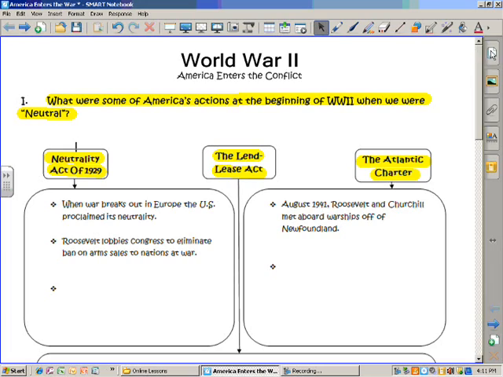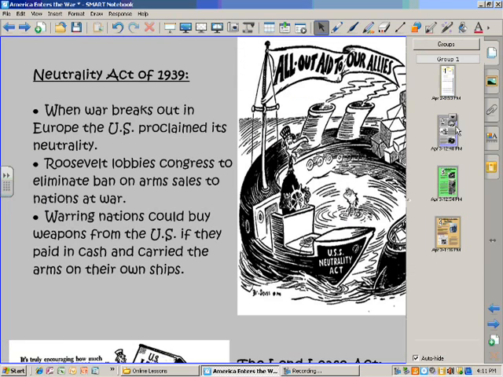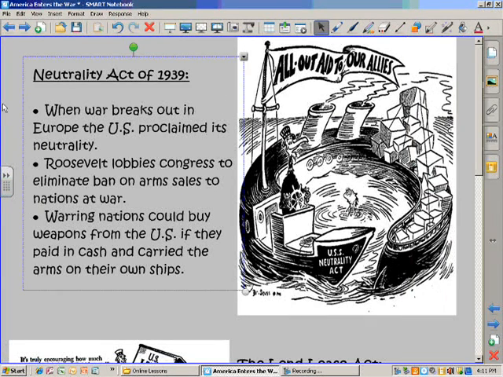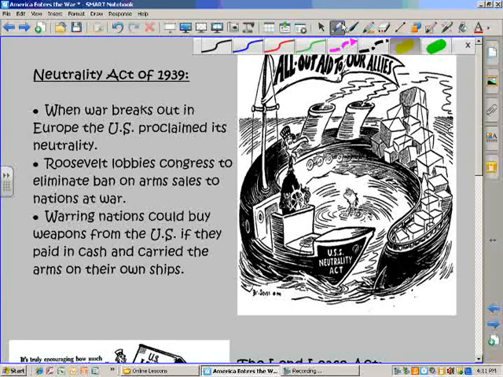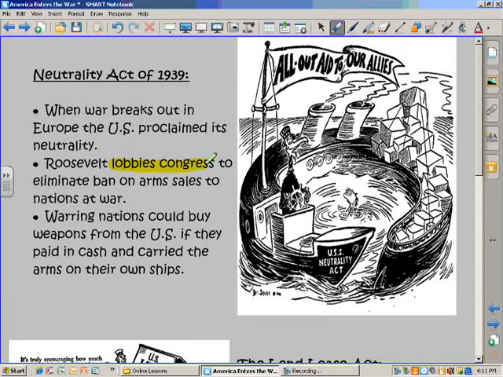So let's get started. Moving down here, the Neutrality Act of 1939, basically that happened when war broke out in Europe. The U.S. said, you know what, we're going to stay out of it. We're going to stay neutral. However, President Roosevelt, FDR, he lobbies Congress to eliminate a ban on arms sales to nations at war.